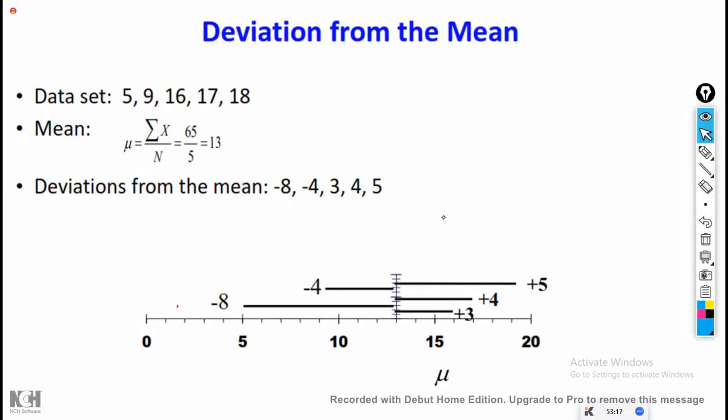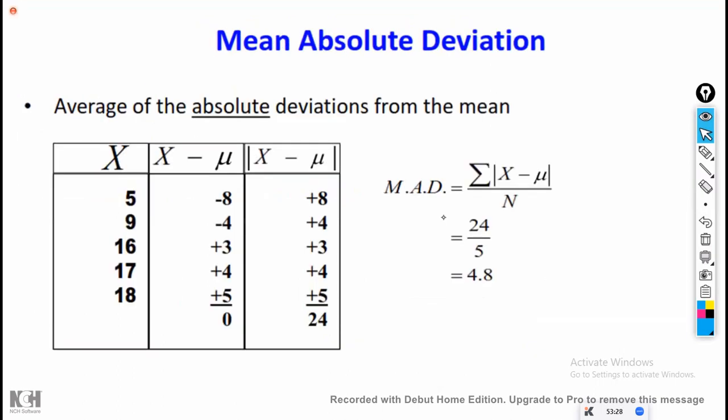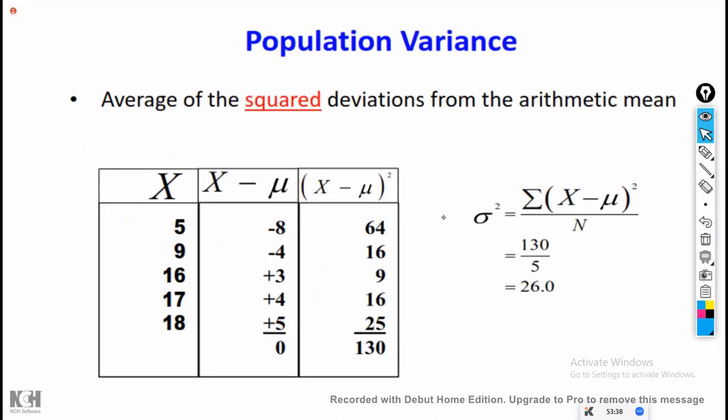And deviation. Deviation means how much it is deviated from the mean. X minus X bar or X minus mu. So mean absolute deviation means sigma of |X minus mu| divided by capital N, if it is population data. For sample data, |X minus X bar| divided by small n.